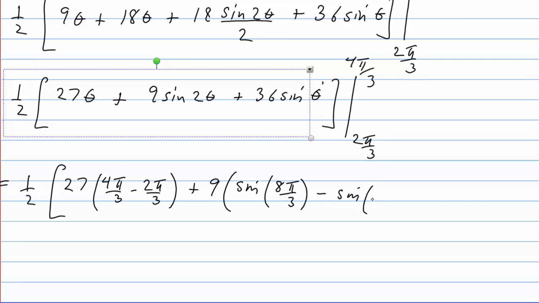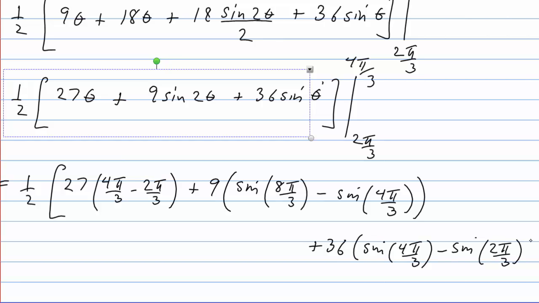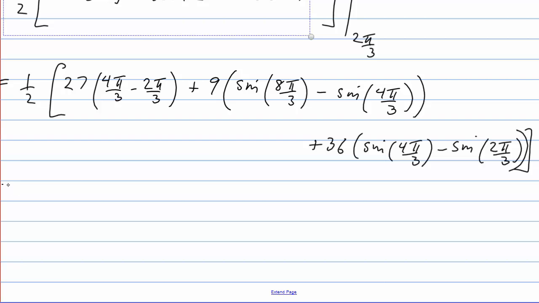minus sine of 2 times 2 pi over 3, which is 4 pi over 3. And plus 36 times sine of 4 pi over 3 minus sine of 2 pi over 3. Okay, so a lot of stuff to evaluate. 4 pi over 3 minus 2 pi over 3 is 2 pi over 3.